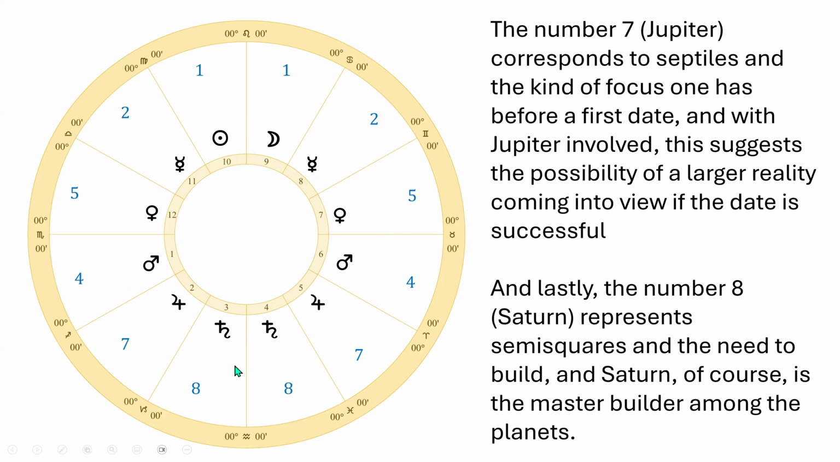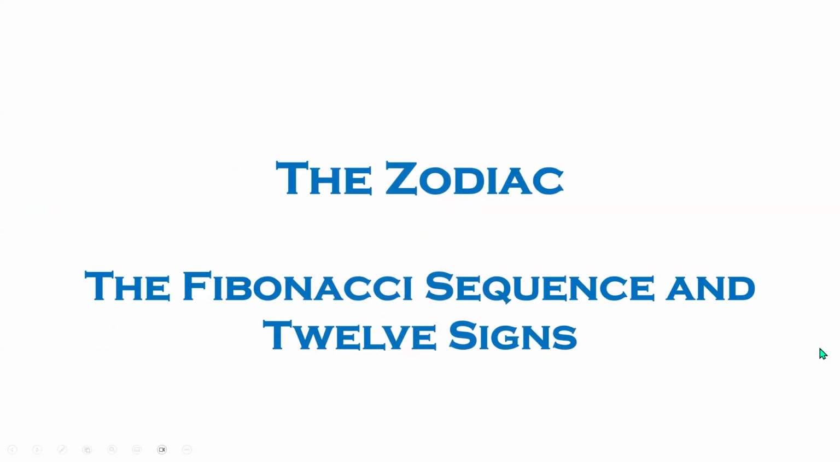Okay, and lastly, the number 8 for Saturn represents semi-squares and the need to build. And Saturn, of course, is the master builder among the planets. So it's interesting that we can tell stories about these numbers. We can use basic meanings from vibrational astrology for the harmonic angles represented by these numbers, and they seem to fit well with the actual planets here in the planet ladder. Okay, now after I have another sip of tea, we'll talk about the zodiac, the Fibonacci sequence in 12 signs.